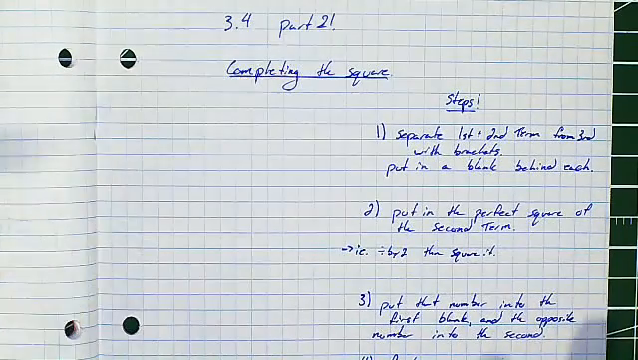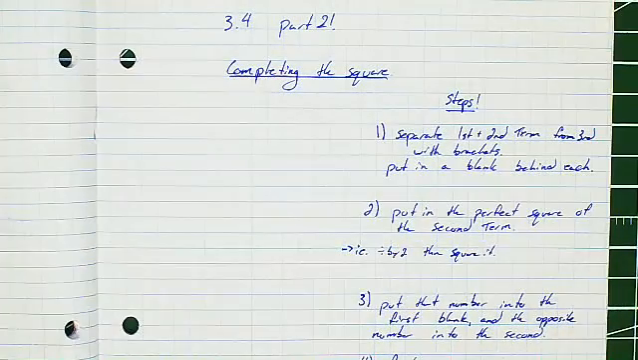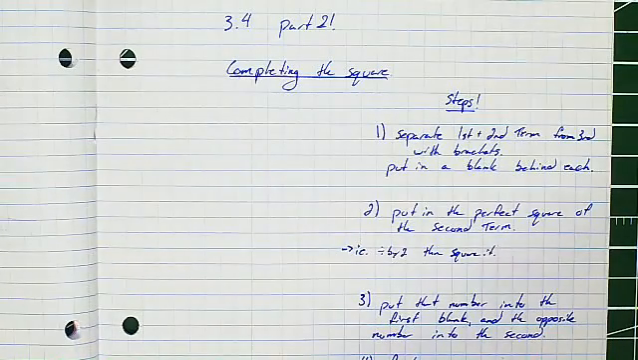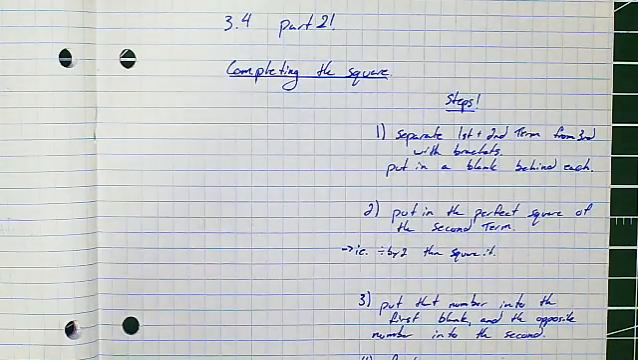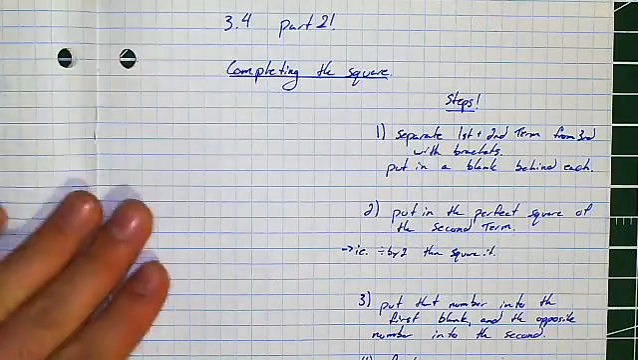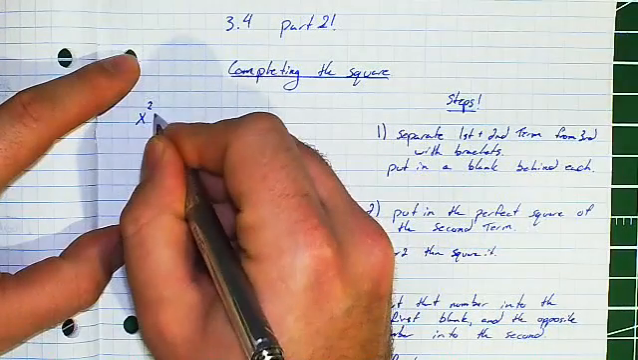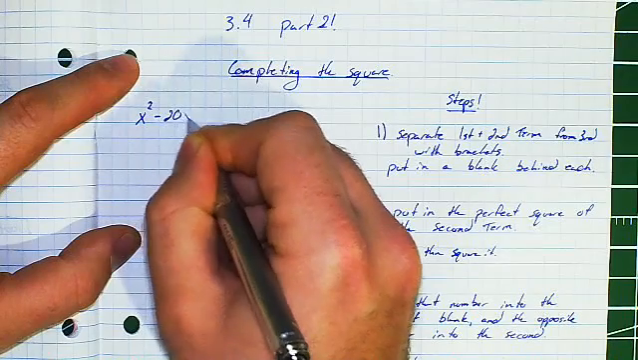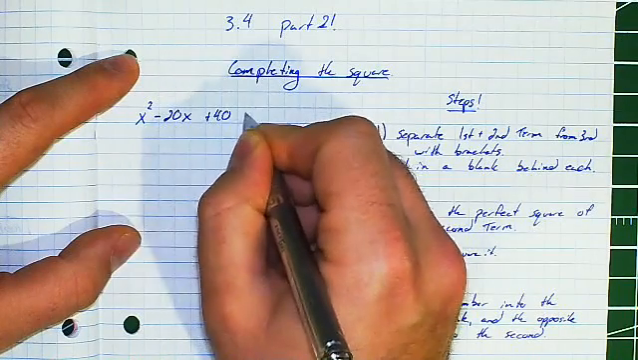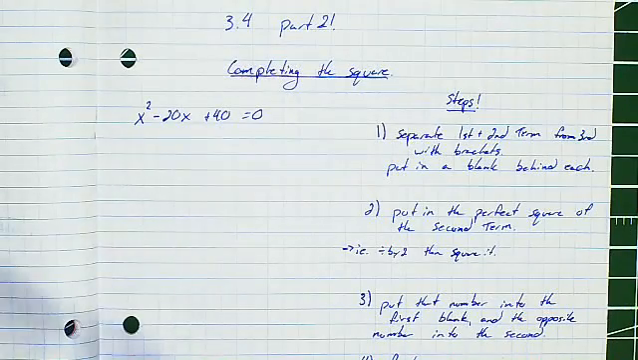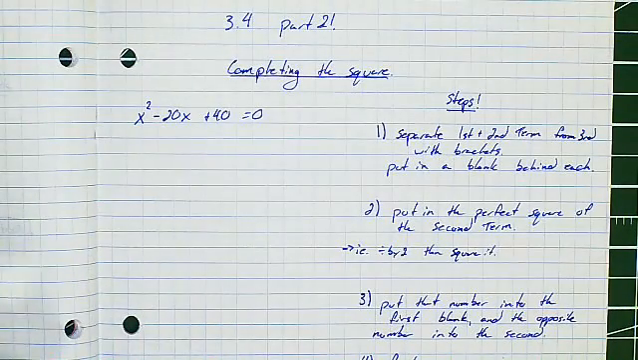Alright, so completing the square basically manipulates our ability to change our formula, but mathematically keep it within our limits. So, if I have an example like x squared minus 20x plus 40 equals 0. Okay? To factor this is quite tricky, and what we want to do is what's called completing the square, to find out our exact values for x.